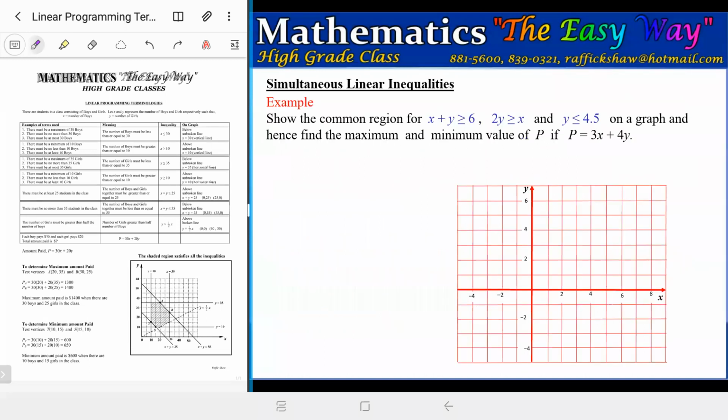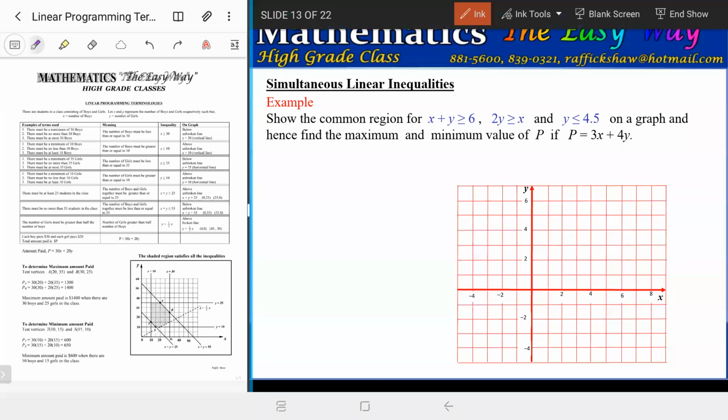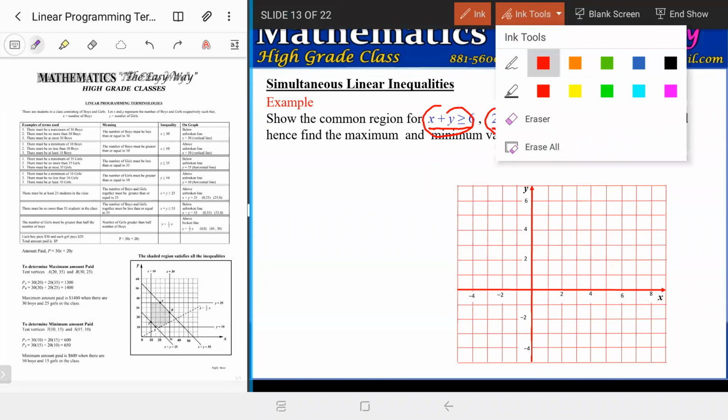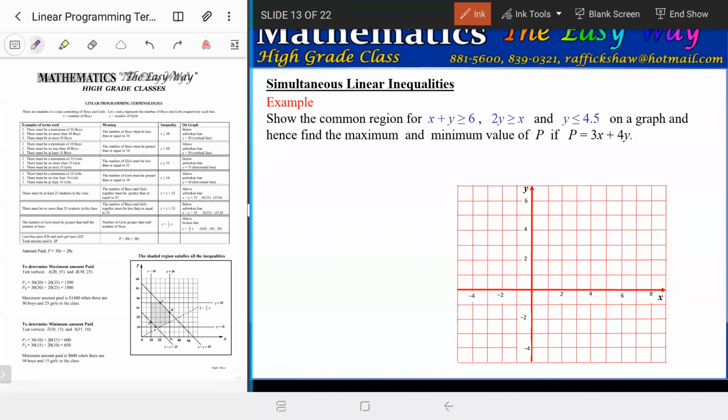All right, so this is an example now. What we want to do is show the common region for those three linear inequalities. We want to draw all three of them on this one graph, and then show the one region that satisfies all three inequalities at the same time. That is called the common region.